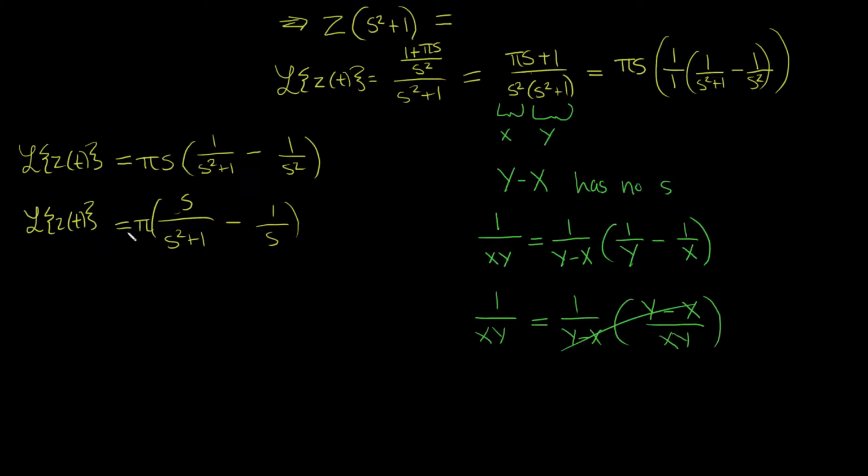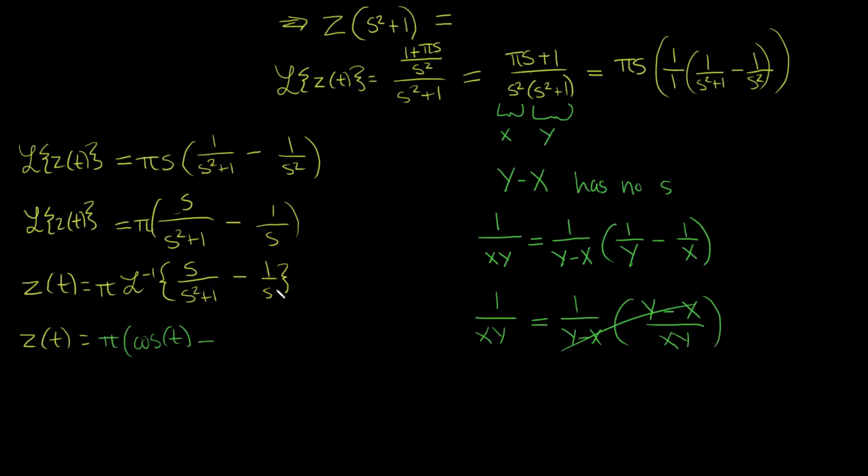Because if this is what the Laplace transform of z of t looks like, then z of t must equal the inverse Laplace transform. And I'm going to pull out the pi, because again, the inverse Laplace transform is linear. The inverse Laplace transform of s over s squared plus 1 minus 1 over s. So what we get is z of t equals pi times the inverse Laplace transform of s over s squared plus 1. That looks a lot like the cosine of 1t. So this is indeed the cosine of t, minus the inverse Laplace transform of 1 over s. That's just 1. So what we're left with is that this equals pi times the cosine of t minus 1.